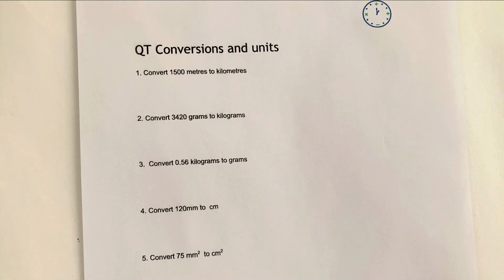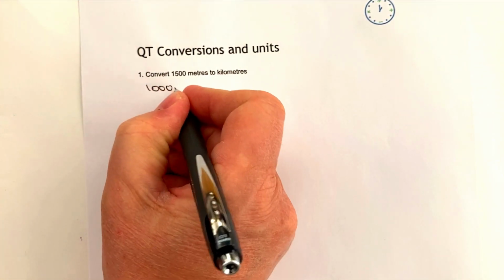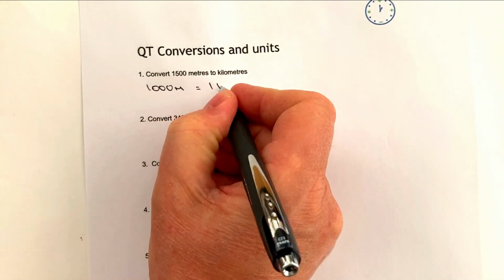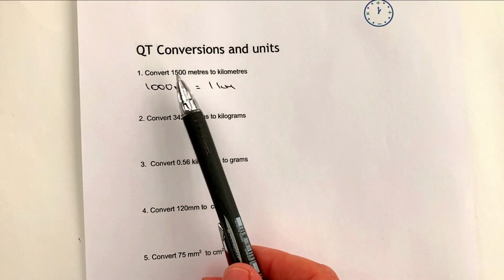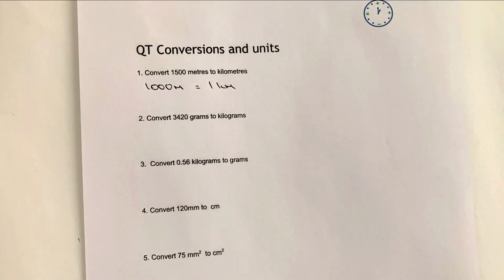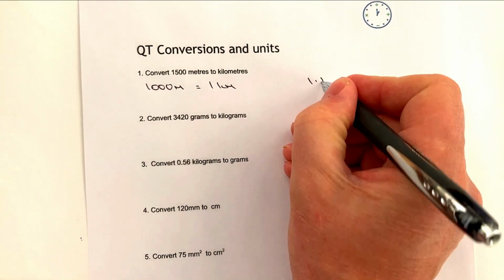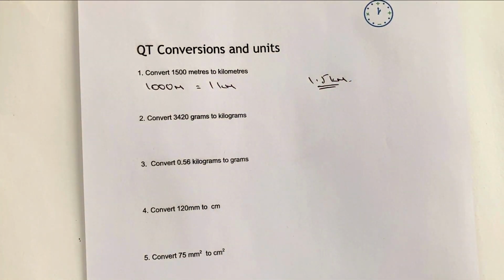Okay, so number one, convert 1500 meters to kilometers. What I'm going to do to work through these is write out my working. So I would say that 1,000 meters equals 1 kilometer. If I'm converting from meters to kilometers, with 1,000 meters in 1 kilometer, it must be 1.5 kilometers, and that would be the answer to the first question.